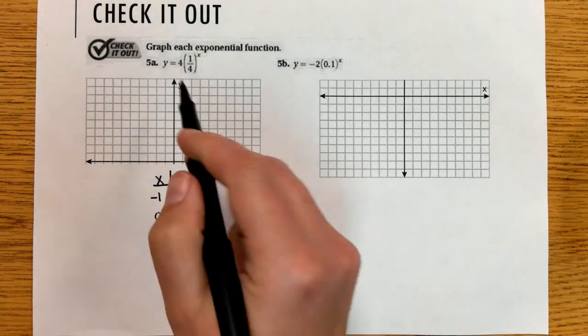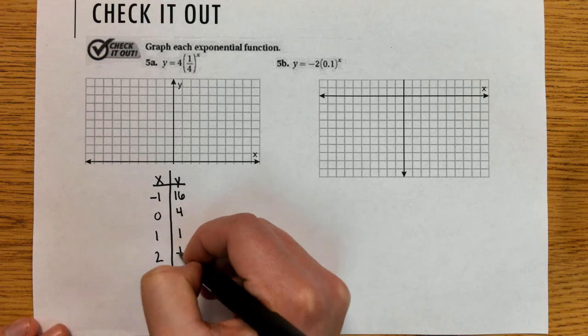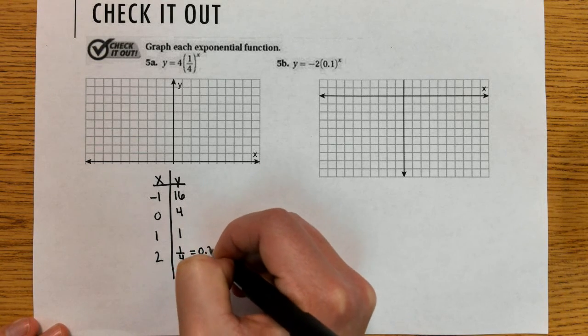Let's try 0. 1/4 to the 0 power is 1, and then times 4 will give you 4. And then to the first power, 1/4 to the first power is 1/4 times 4 will give you 1. 1/4 to the second power is going to give you 1/16 or 0.0625, and then times 4 will give you 1/4, which equals 0.25.